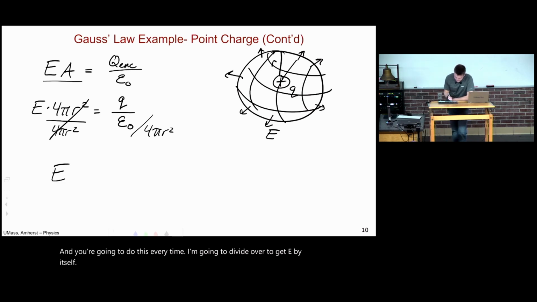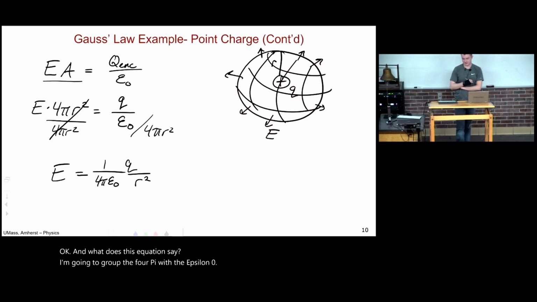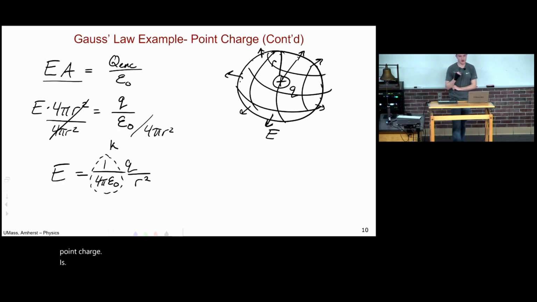Okay, and what does this equation say? I'm going to group the 4 pi with the epsilon 0. It tells me the size of the electric field arrow anywhere a distance r away from a point charge is kq over r squared. Yes. So, yes, question.